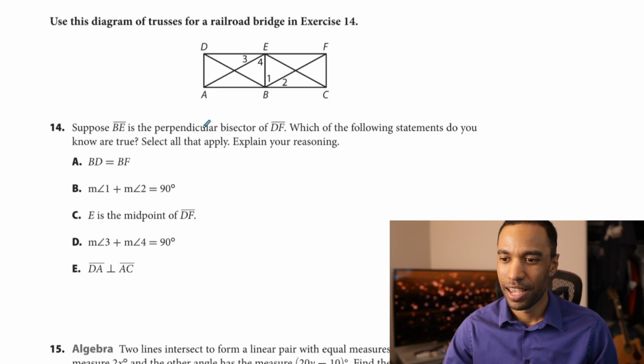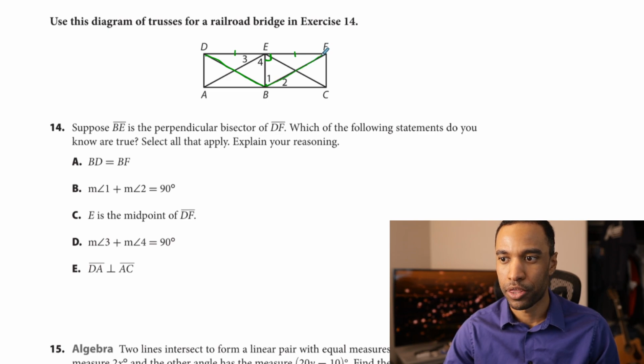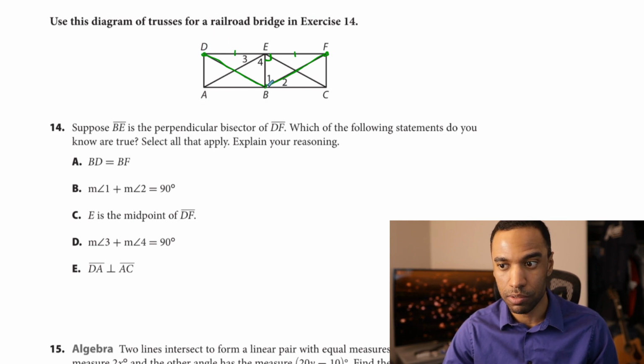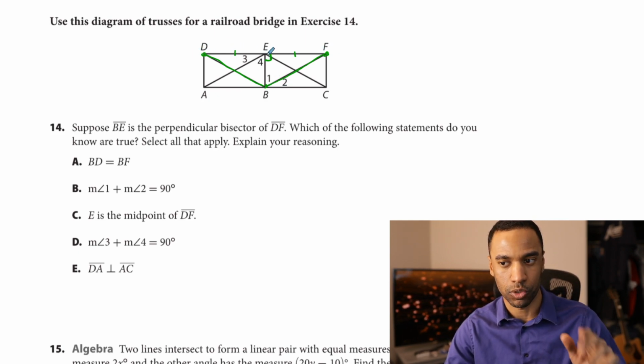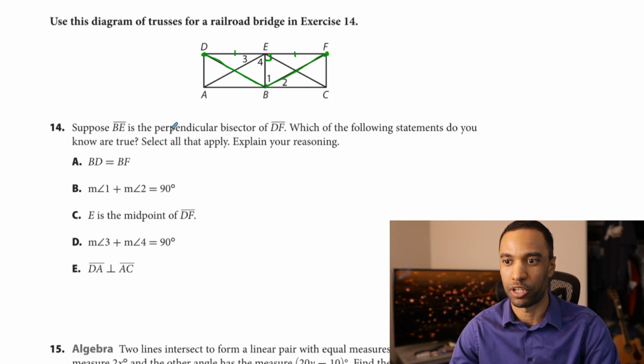Suppose BE is the perpendicular bisector of DF. All right, perpendicular bisector. And by the theorem, guys, that also means that these two parts will be congruent. I'll draw them in green right now so you can see. By the theorem, these points are equidistant. This B is equidistant to the points D and F once we know this is a perpendicular bisector. Which of the following statements do you know are true? Select all that apply. Explain your reasoning.